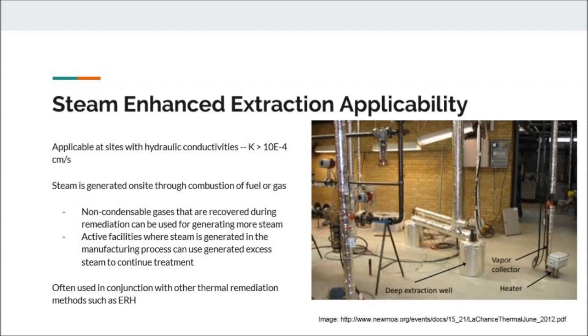So this figure actually shows one of the many applications for steam-enhanced extraction. In this case, the treatment system is being applied in the basement of an active dry cleaning facility. And that's one of the many benefits of steam-enhanced extraction, that it's relatively low disturbance. So you can have these pipes and these extraction wells and still manage to remove contaminants effectively.